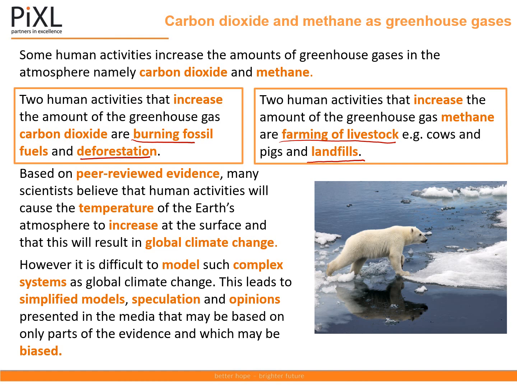So what evidence do we have? Well, we've looked at peer-reviewed evidence. That means other scientists have looked at the evidence and the interpretation of the evidence and agree with it. So many of them believe that these human activities are causing the temperature of the Earth to increase, but it's really difficult to model. It's quite a complex system involving all of our weather systems, and so we tend to have simplified models, and that can lead to speculation and opinions that may be biased.